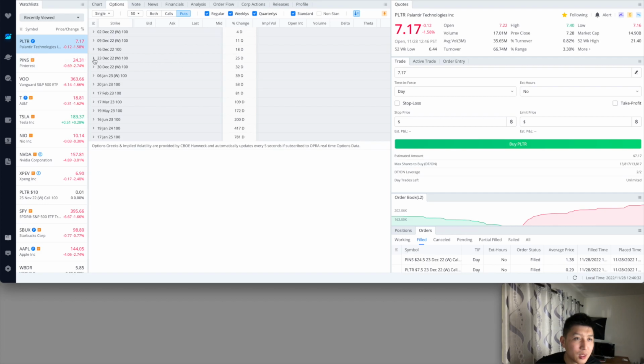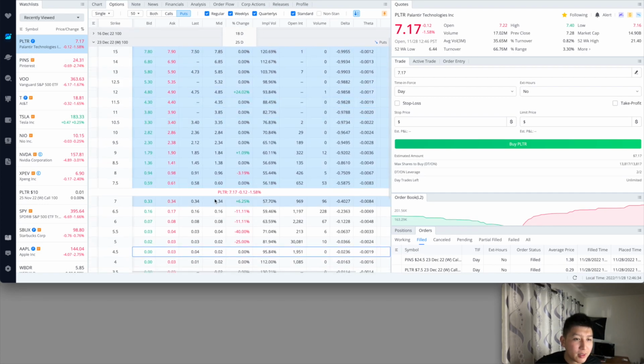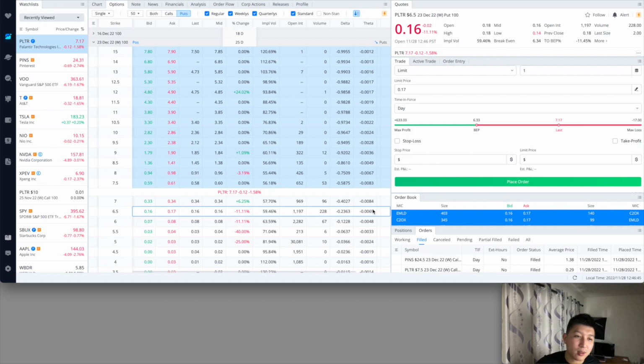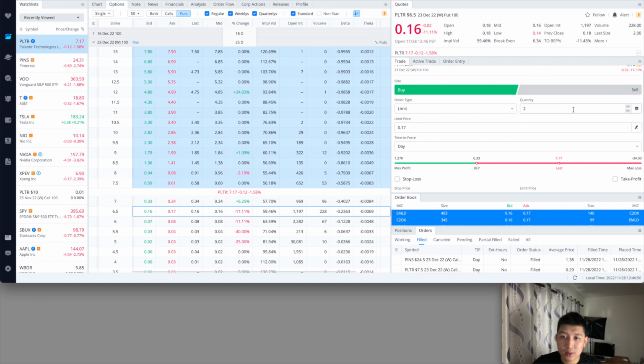Let's see, cash secured put. Let's do 25 days actually. 25 days, do you think it's gonna go below $6.50? Actually, yeah, if it goes below $6.50, I'll just go ahead and buy if it does dip below that. So I'm gonna go ahead and do two options. I'm gonna be selling, and for right now, the price, let's see, 0.16.